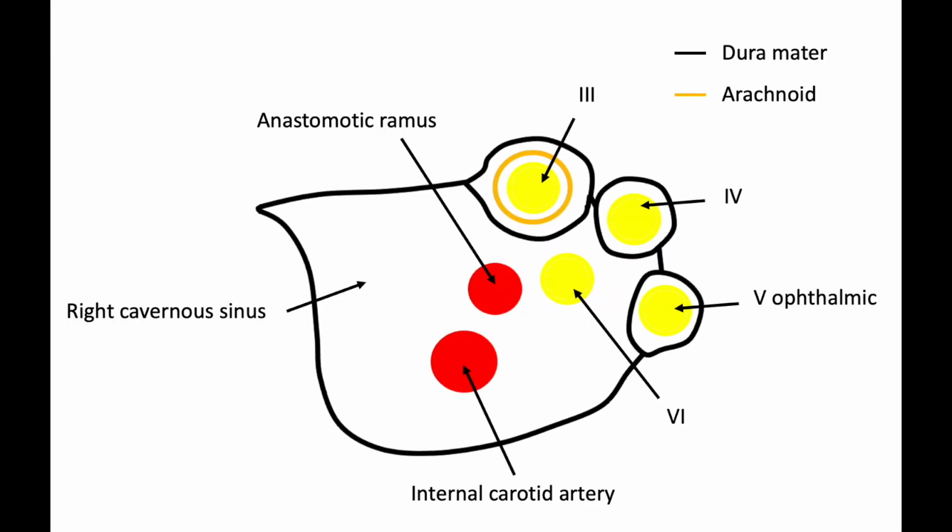This drawing represents a posterior view of a transverse section of the right cavernous sinus. Notice that the oculomotor nerve, third cranial nerve, is surrounded by the arachnoid, forming the oculomotor cistern around it. The abducens nerve is located inside the cavernous sinus, and the trochlear and ophthalmic nerves are surrounded by dura mater on the lateral aspect of the cavernous sinus.